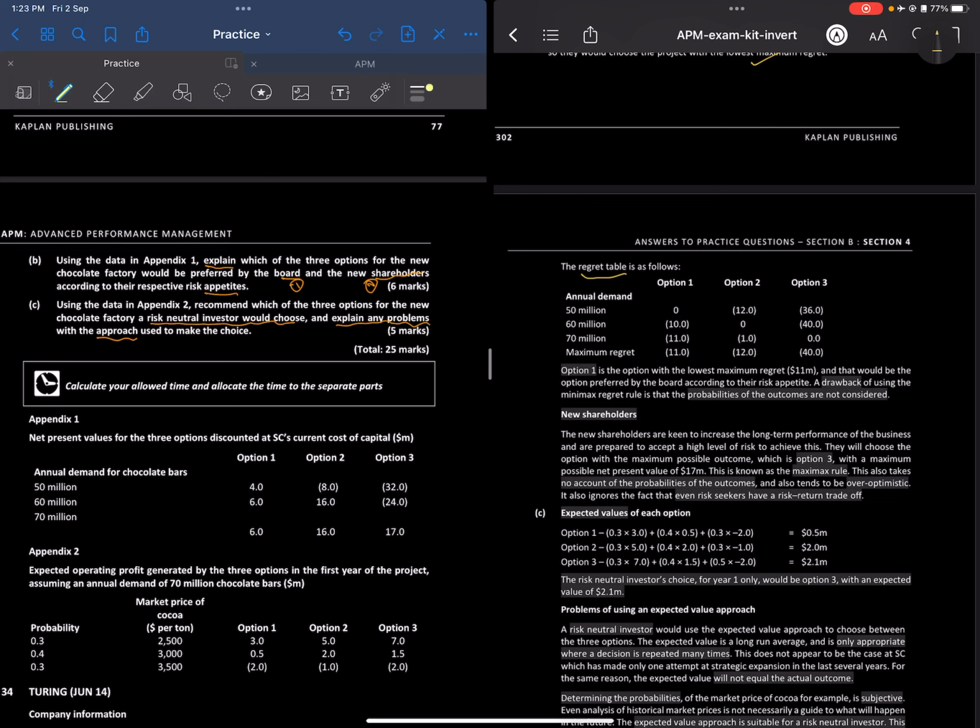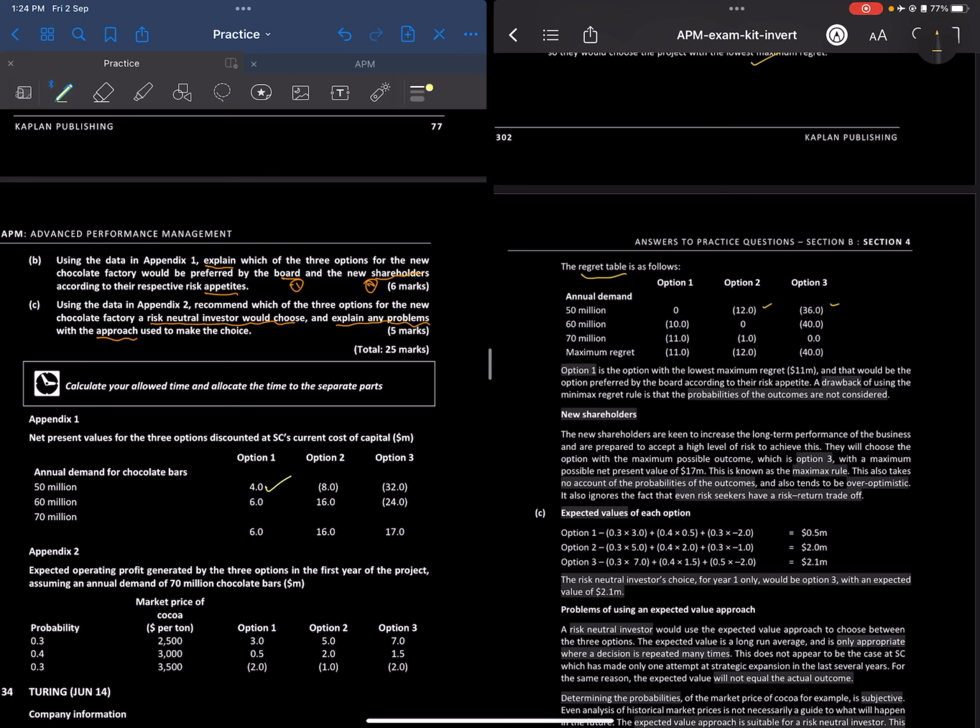A regret table is nothing else but we select the maximum and then subtract it. Okay, so the maximum regret in option A for annual demand at 50 million is how much? It is 4, right? And then we subtract it. So 4 minus 4 is 0, 8 minus 4 is that much, and we get 36, right?